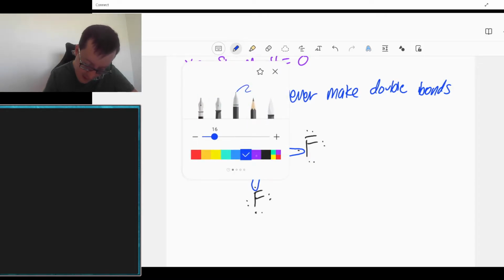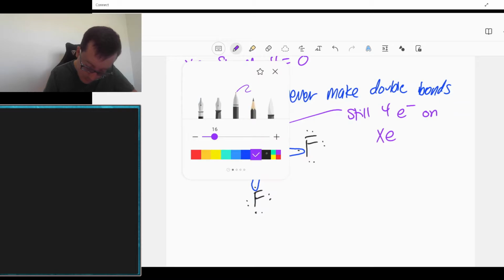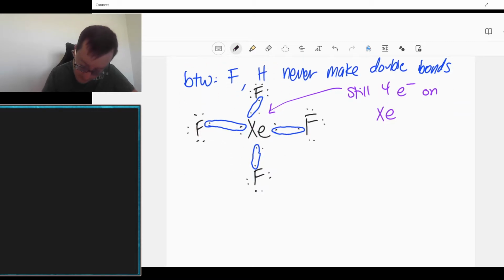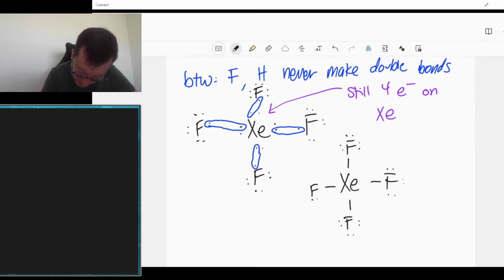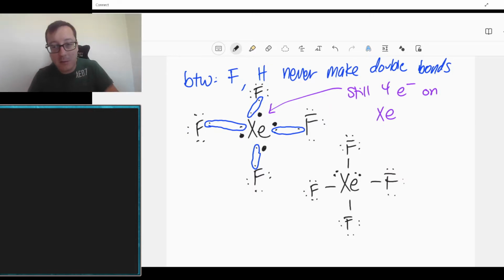So notice we still have four electrons left on xenon. And so don't forget them when you redraw it. There's our bonds to fluorine. All those fluorines have 6 electrons, which they had previously. And now we have 2 more lone pairs to put on xenon for those 4 electrons. So don't forget they're still there. I'm going to draw them nice and big. 1, 2, 3, 4.